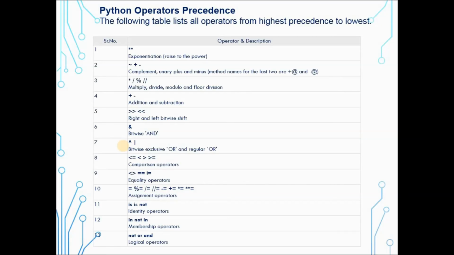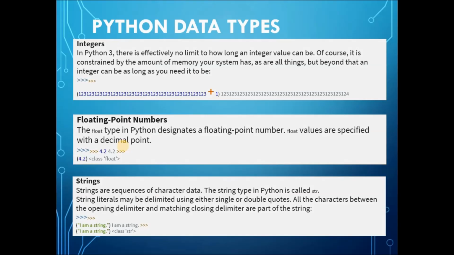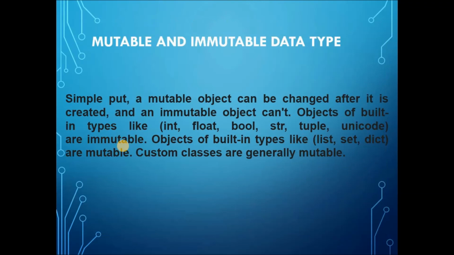Python operator precedence, so you can see which operator will come first and which will come later. After that, Python data types are also there. Different data types: integer, floating, string. For integer, it stores only numeric values, numbers, and floating point stores point numbers, that means 3.5, 6.5, like that. And a string is any characters written inside single quote or double quote.